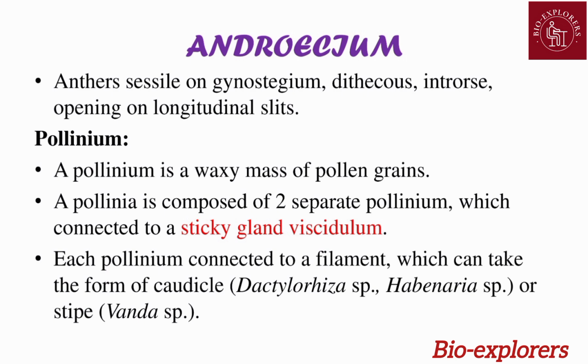So resin is a chemical substance which is generally clear, sticky and tasteless in nature. A pollinia is composed of two separate pollinium connected to a sticky gland. That gland is known as viscidium. Each pollinium is connected to a filament which can form a caudicle or stipe. So caudicle is shown in Dactylorhiza species and Habenaria species, and stipe is shown in Vanda species.